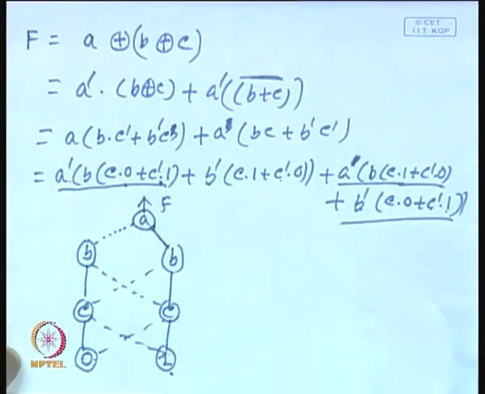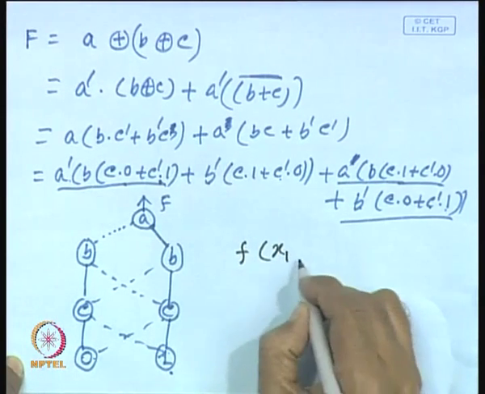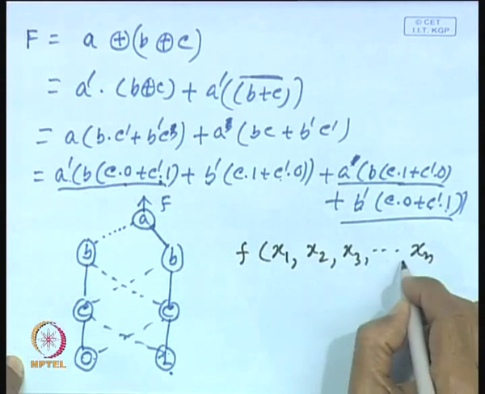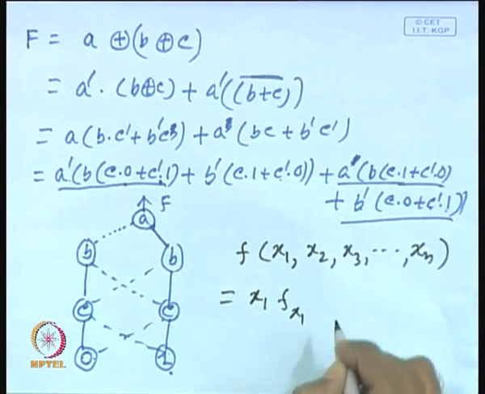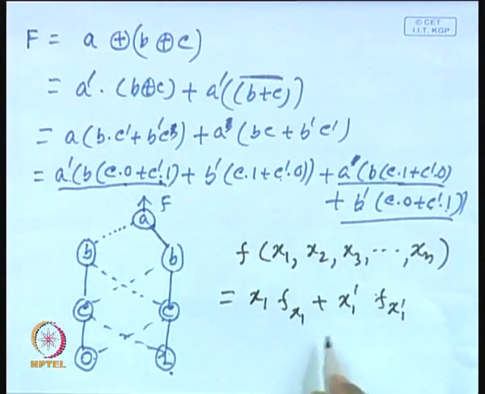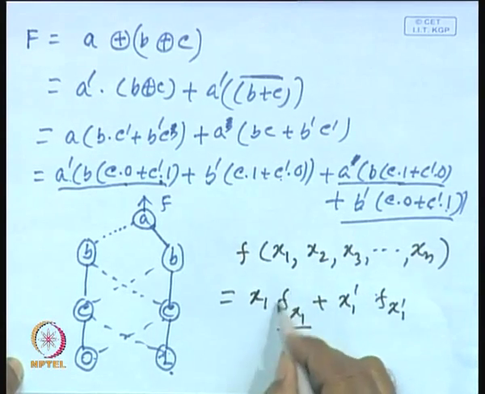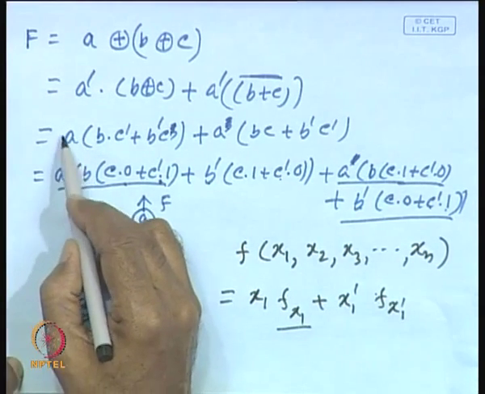So, Shannon expansion theorem I have already explained with the help of this example. What the Shannon expansion theorem does: say there is a function f1 which is a function of say n variables x1, x2, x3, xn. Now, you can write it in the form x1 f(x1) plus x1 bar f(x1 bar). So, what you are doing, you are expanding around the variable x1. In this case f(x1), which is known as the reduced function, is a function of the remaining variables. For example, here I have expanded around a.